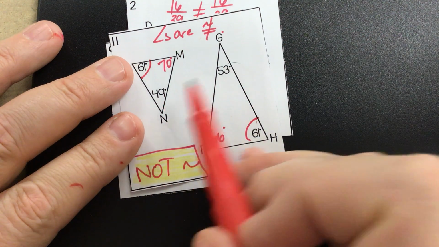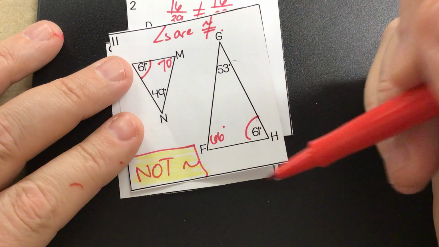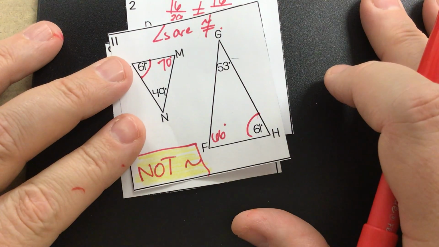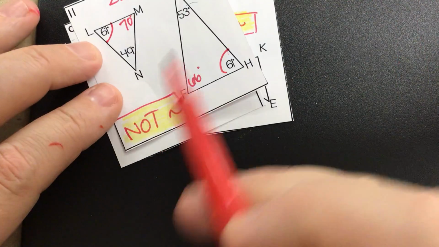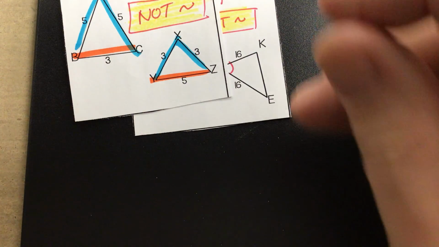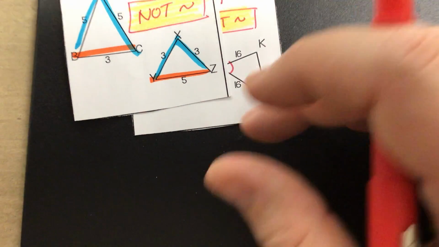Well, notice 49 and 53, not the same. 70 and 66, not the same. So one pair of angles congruent is not enough. You need two pairs. So that's why I have it down here. They are not similar. Again, you need two pairs of angles congruent. Right now we only have one pair, and that's not enough.